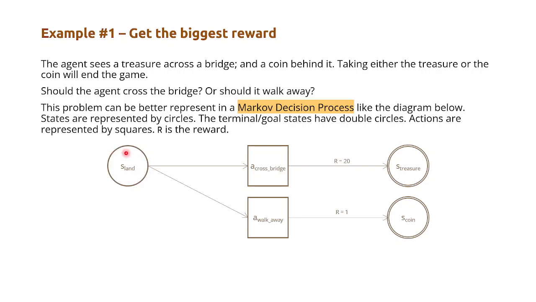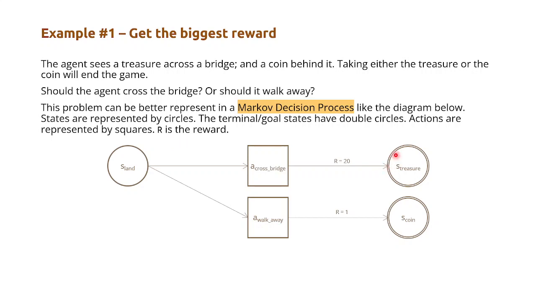So, this is a state as land, and then this is another state as treasure and as coin. The terminal or goal states have double circles. So this means that this is a terminal or goal state. This is also a terminal or goal state because both of these have double circles. Then actions are represented by squares. This is an action. This is an action. So the agent can either cross the bridge or the agent can walk away.